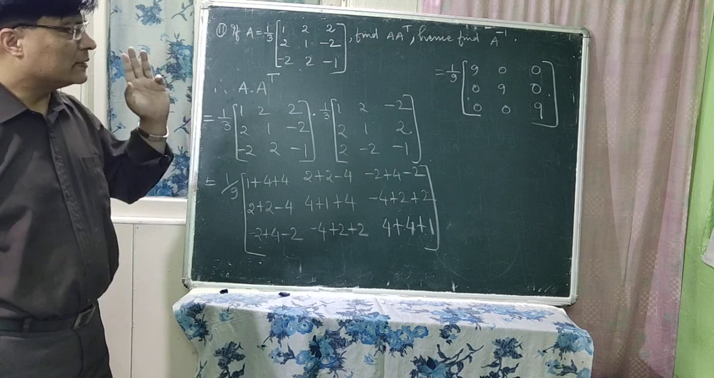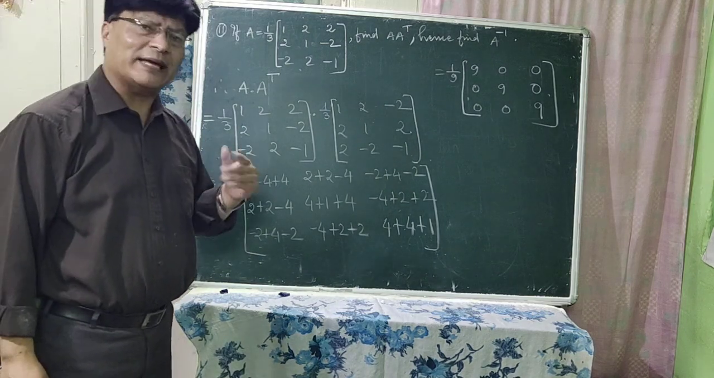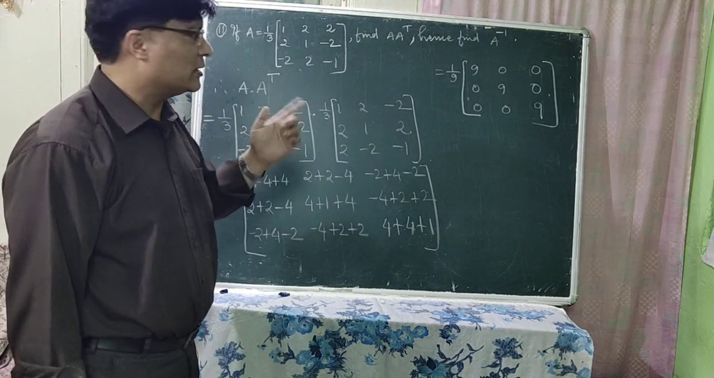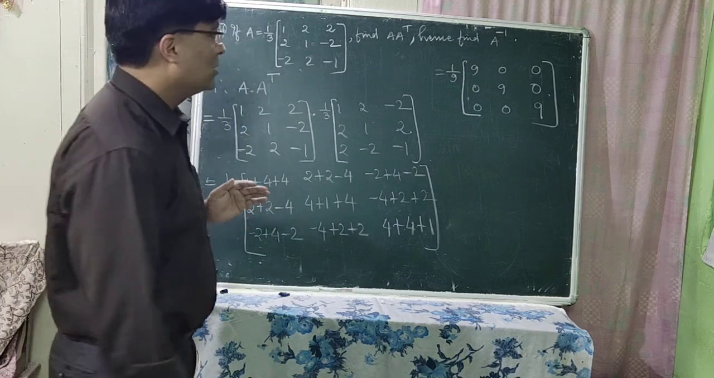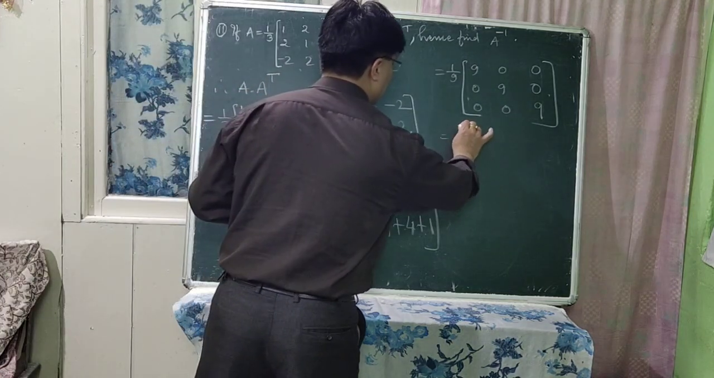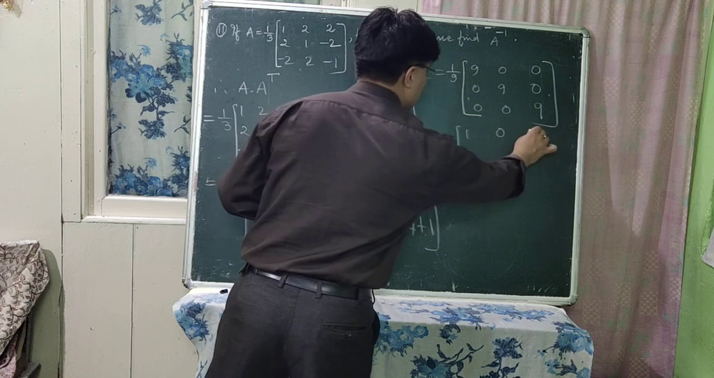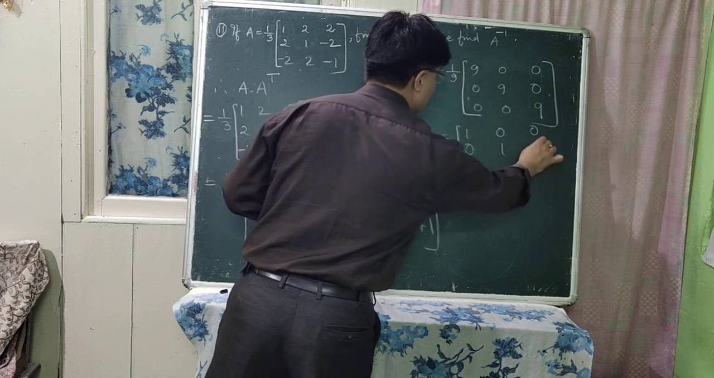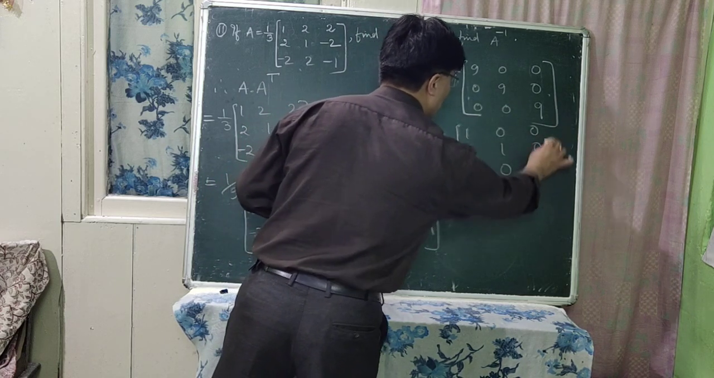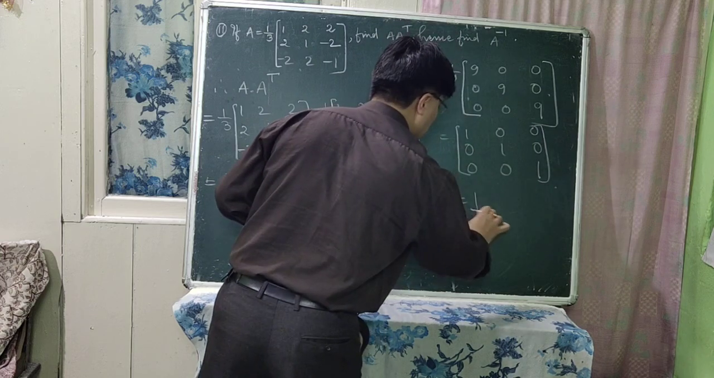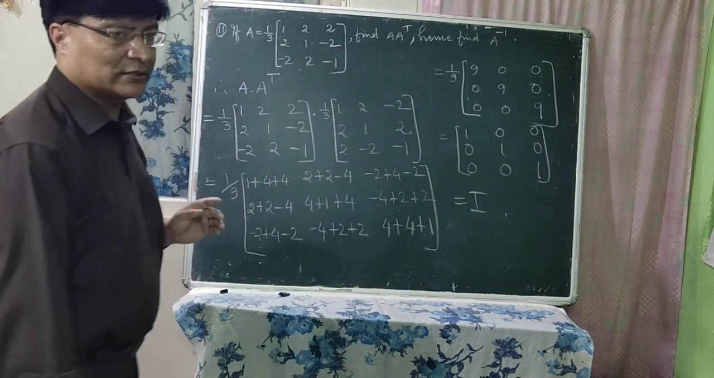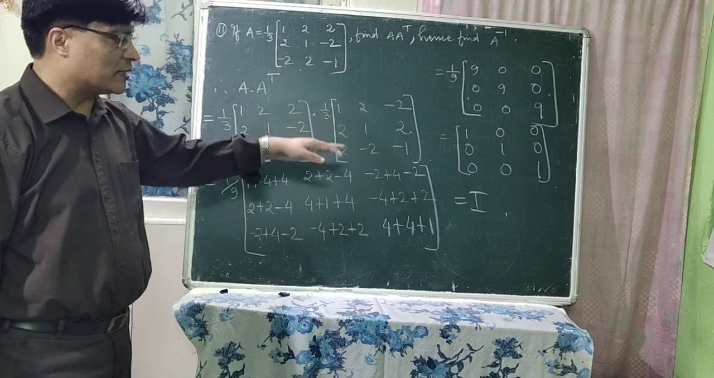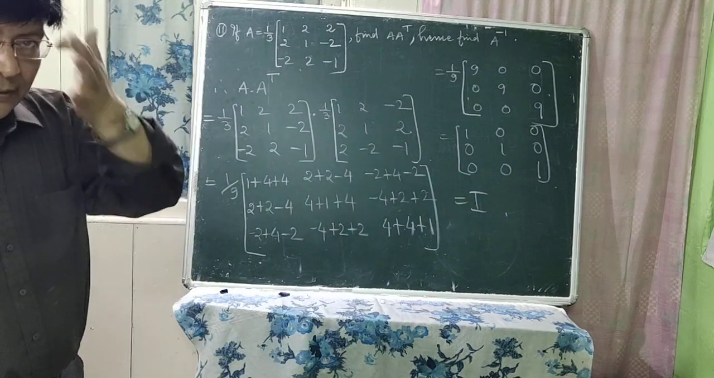Now all the elements of the matrix can be multiplied by the scalar quantity, that is 1 by 9, that is a constant. So all the elements will be multiplied by 1 by 9. So what do we get? 1 0 0, 0 1 0, 0 0 1. That means we got the identity matrix. That means A dot A transpose is equal to I. Got it?